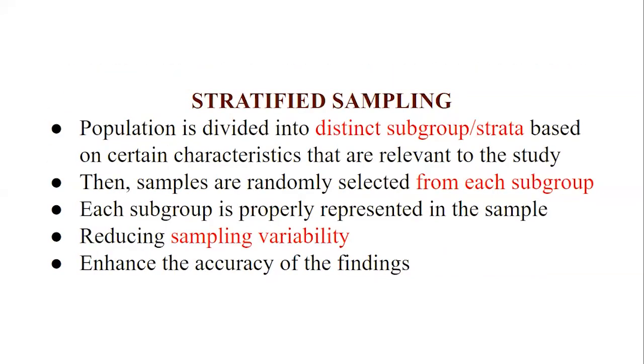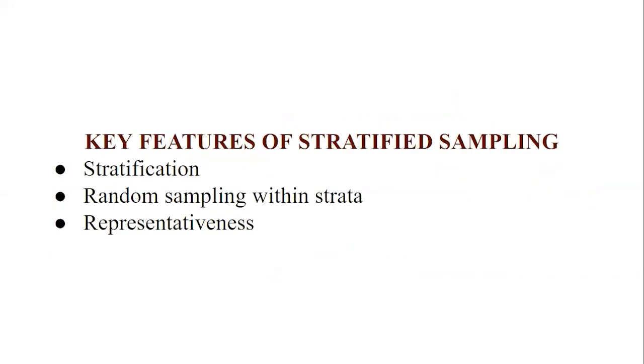So now let's move to our next sampling, stratified sampling. Stratified sampling is a sampling technique used in research where the population is divided into distinct subgroups or strata based on certain characteristics that are relevant to the study, and then samples are randomly selected from each subgroup. These are the key features of stratified sampling: stratification, random sampling within strata, and representativeness.